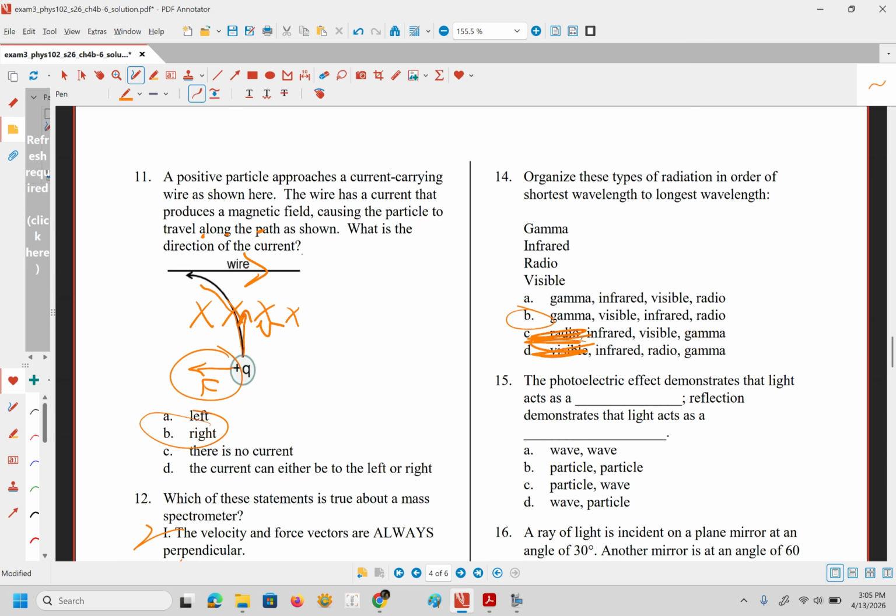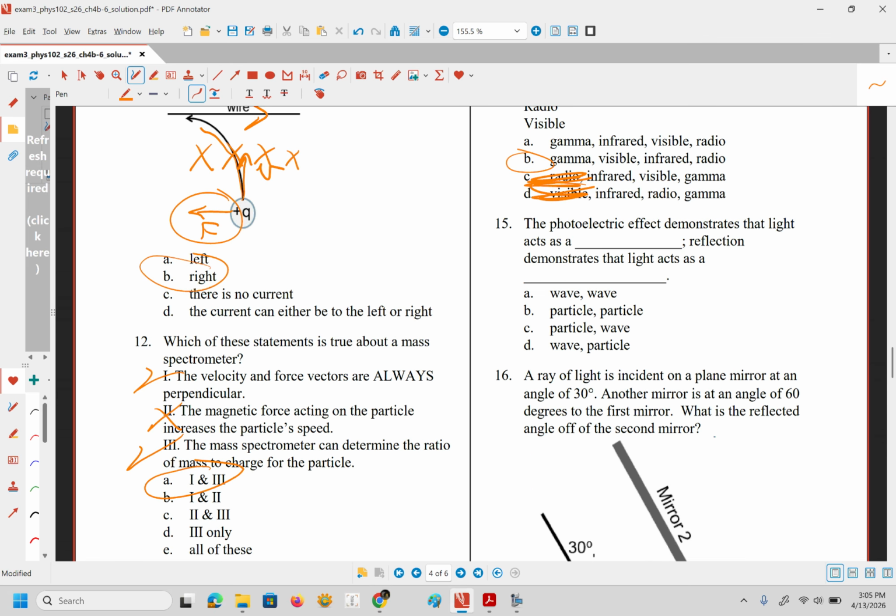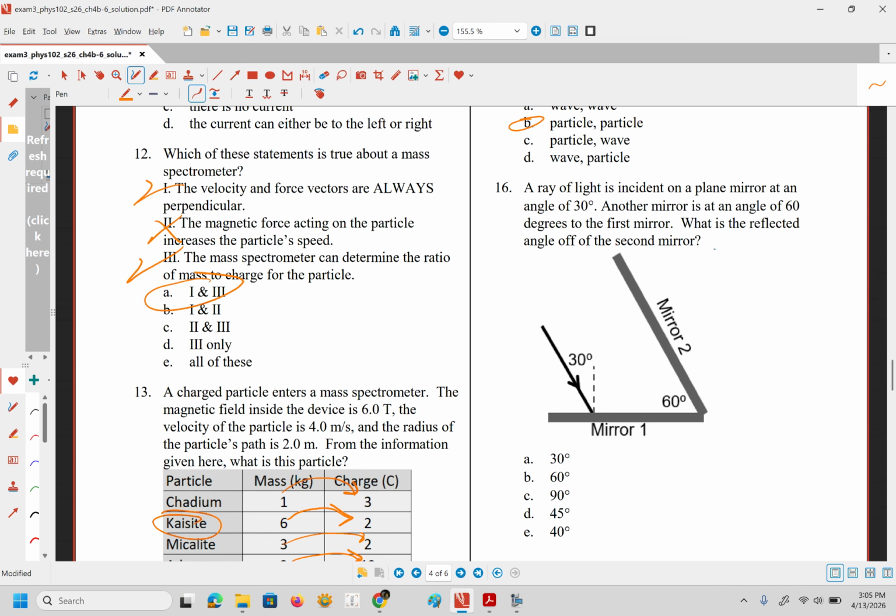Photoelectric effect demonstrates that light acts as a particle. Reflection also demonstrates it as a particle. Here, I want to show this reflection. This is 30. That means this is 60. That means this is an equilateral triangle. That doesn't really look like it, but that's the idea. And then if that's 60, that means that this is 30 and that this is also 30. So answer is A for 16.